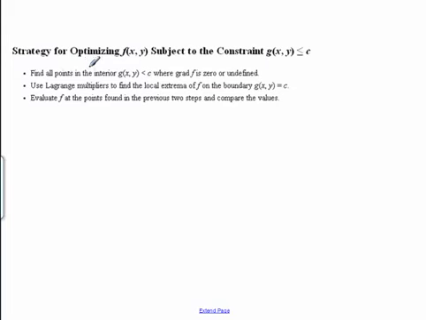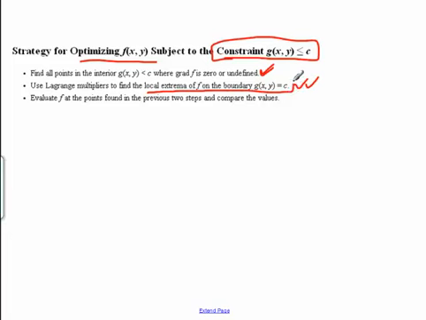So the general strategy for optimizing some function subject to inequality constraints is to first find all points on the interior where the gradient function is 0 or undefined. This is what we looked at a couple videos ago, that where our gradient function is 0 or undefined, we know we're going to have a local max or min. Once you examine the interior, then you're going to look at the Lagrange multipliers to find the local extrema on the boundaries. Then you'll evaluate f at the points found in both the previous two steps and see which one is the biggest and which one is the smallest.